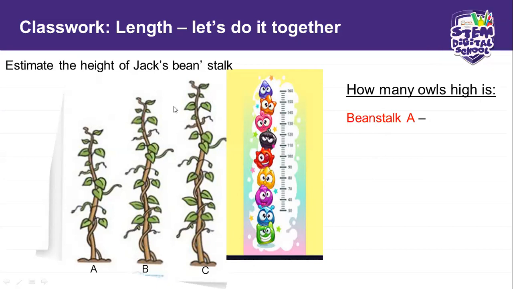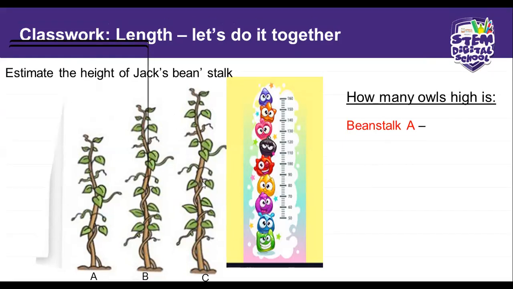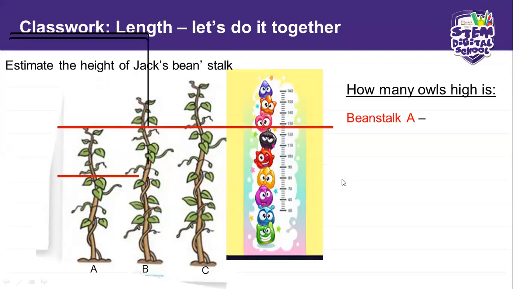How many owls high is beanstalk A? Let's see. There we go. Let's count one. Anyone who wants to guess? 1, 2, 3, 4, 5, 6. Is that? Yeah, almost there. Almost there. Okay. Right. Do you see? And then we go to the next one.